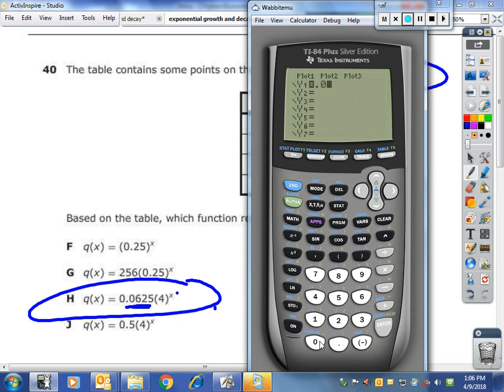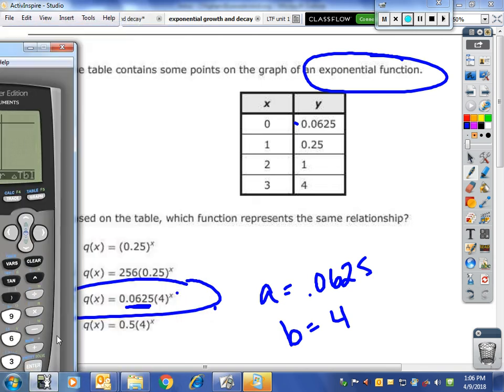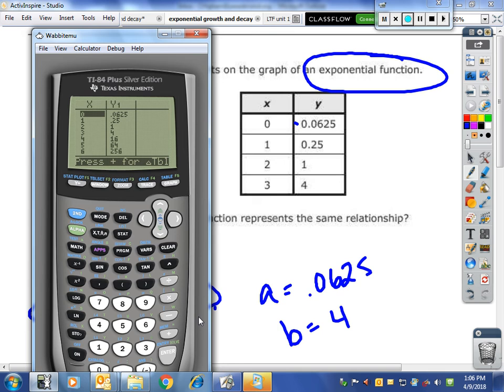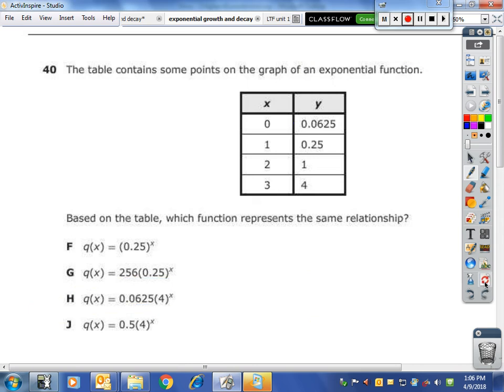I'm going to put in the right answer, which was 0.0625, parentheses, 4, close parentheses, to the x power. Then look at the t-chart. This matches every single point that I was given. So if you're matching equations to t-charts, you shouldn't miss those. But I did want you to see that you can find exponential functions as well. The calculator can do that for you.